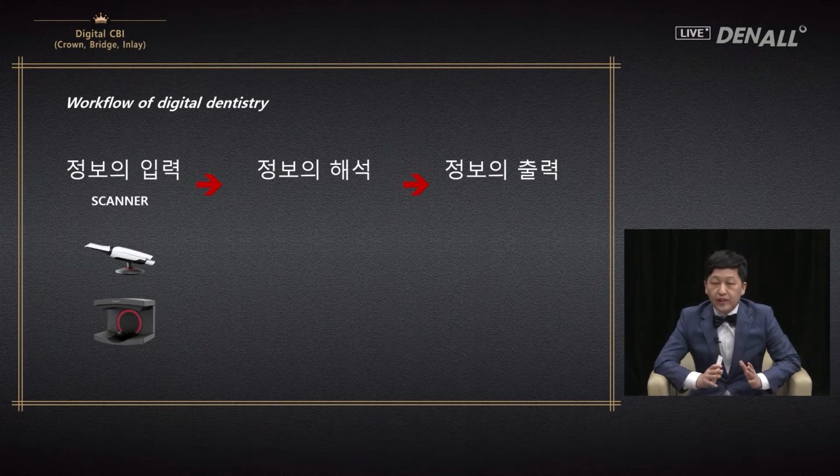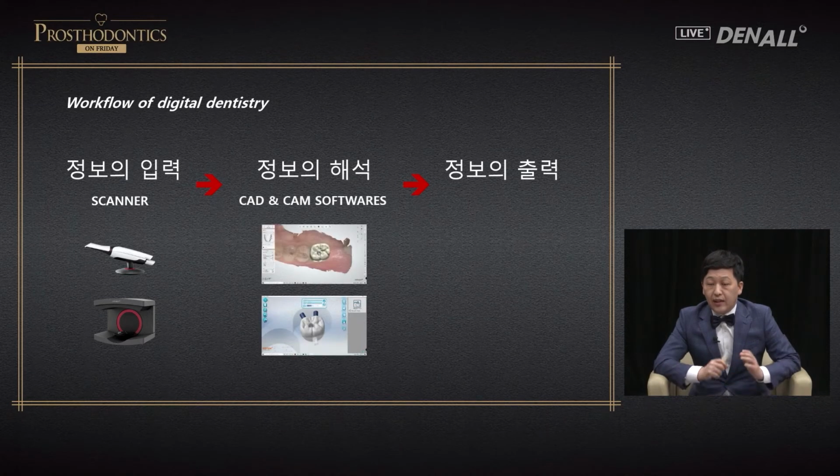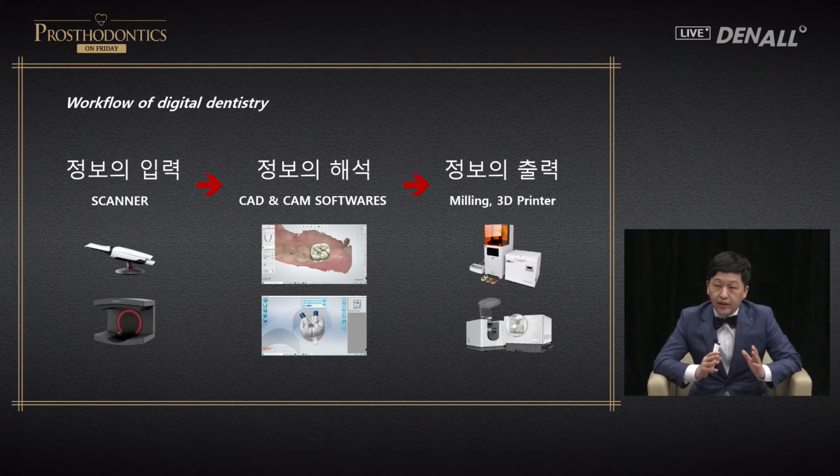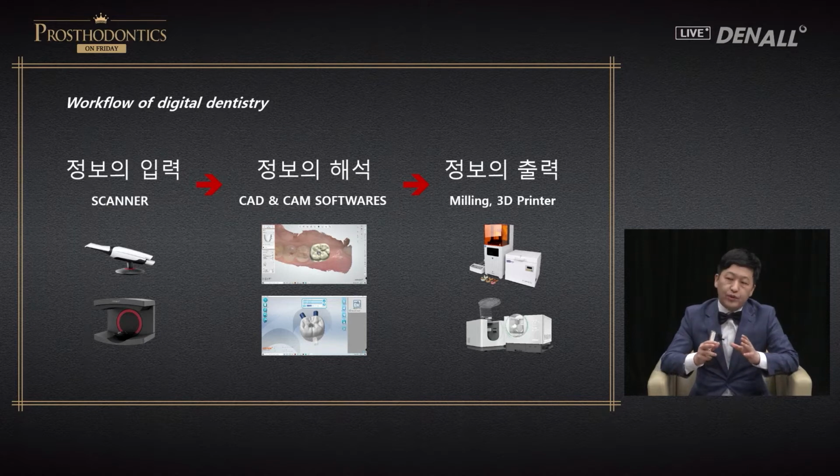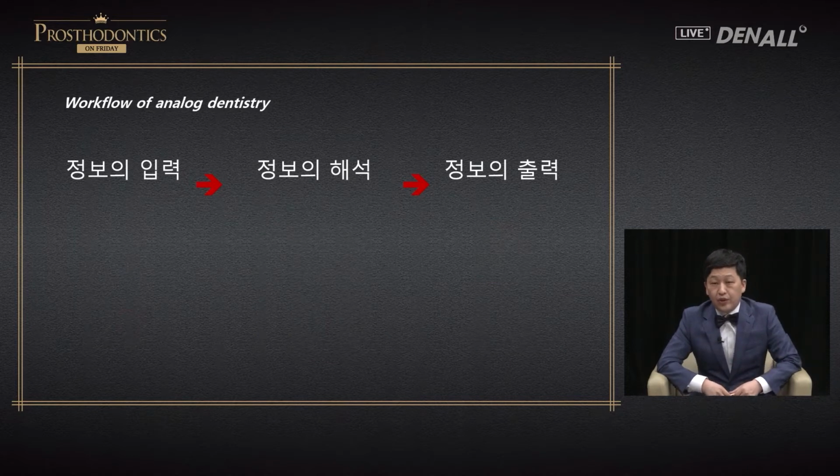Information is gained from scanner, oral scanner, or model scanner. Using oral scanner, you can directly scan the desired areas within patient mouth, and with model scanner, you scan the model, so you can say that a bit of analog is mixed within it. Afterwards, we use CAD or CAM program to interpret. How are we going to design and process the crown? We make interpretations on this, and based on it, using 3D printer or 4 or 5 axis machine, the desired outcome is then printed out. Using these processes, the final prosthesis is fabricated.